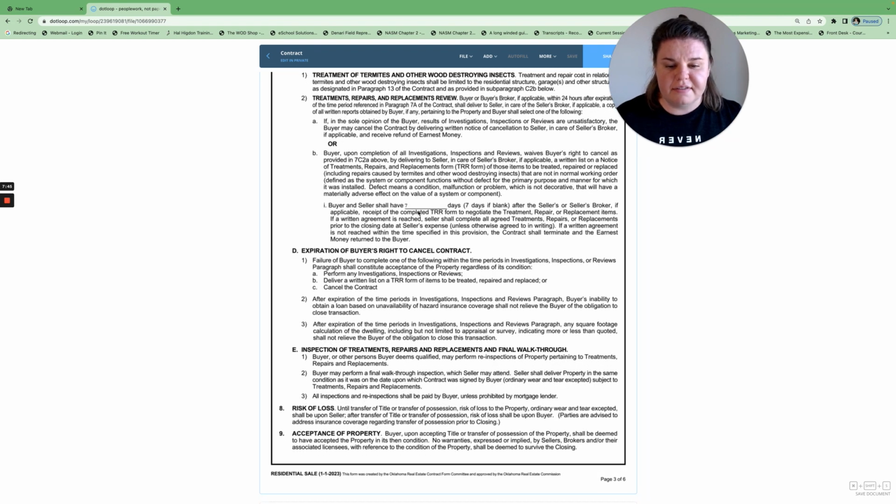Buyer and seller shall have 7 days after the seller's or seller's broker, if applicable, receipt of the completed TRR form to negotiate treatments, repairs, and replacement items. So once you deliver this list to the seller, we have 7 days to negotiate. If a written agreement is reached, seller shall complete all agreed treatments, repairs, or replacements prior to the closing date at seller's expense, unless otherwise agreed on in writing. If a written agreement is not reached within the time specified in this provision, the contract shall terminate and the earnest money returned to the buyer.